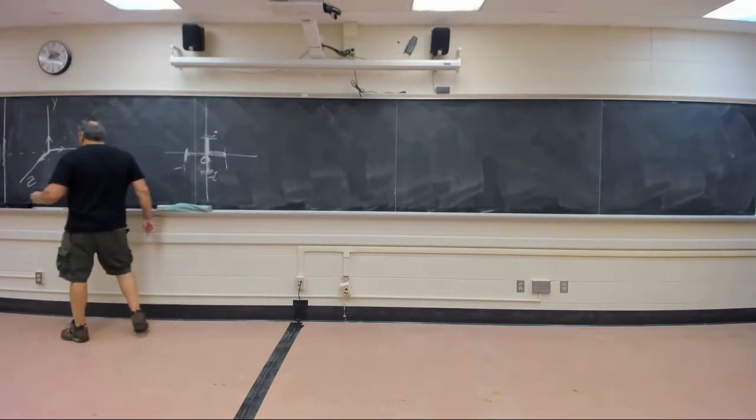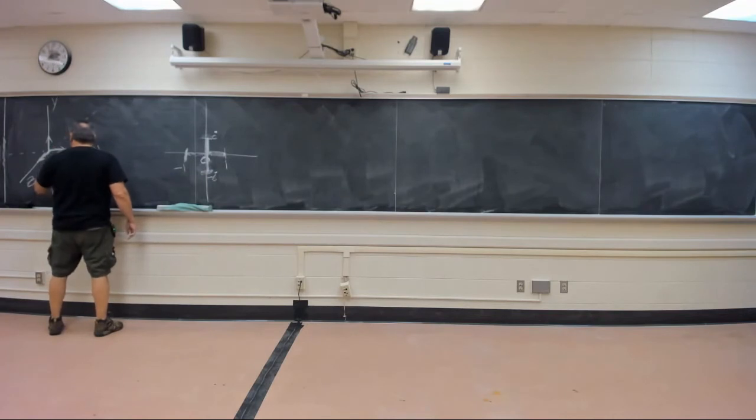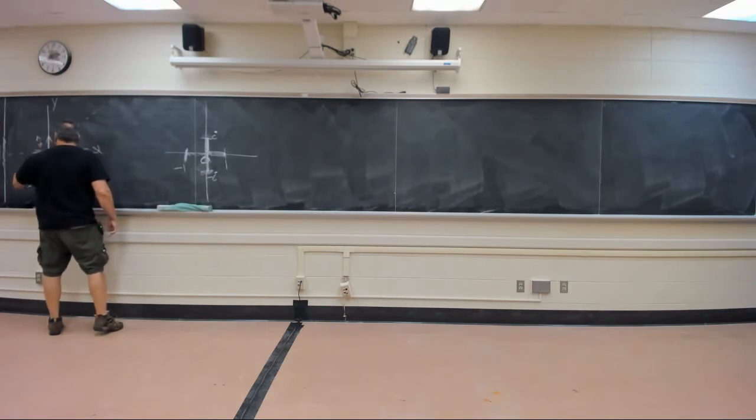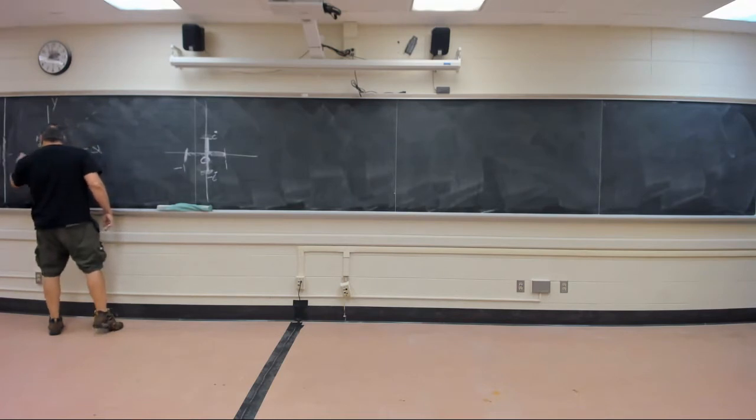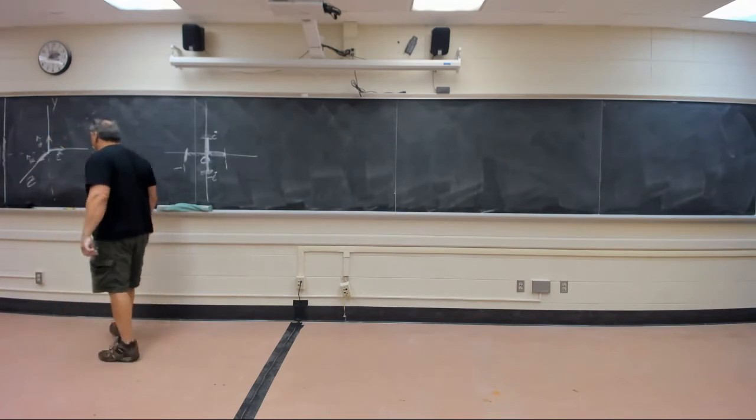Well, you see this written in different ways. A lot of times they'll say from here to here, that distance is i hat in the x direction. This distance is j hat in the y direction, and this distance is k hat in the z direction.